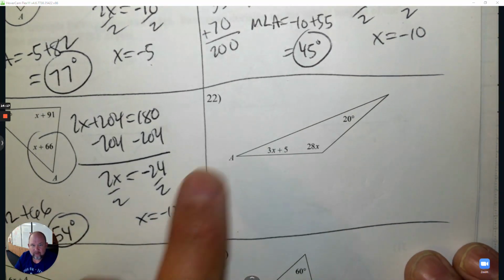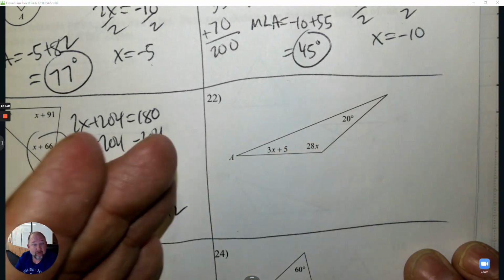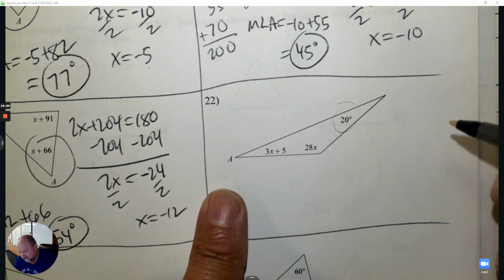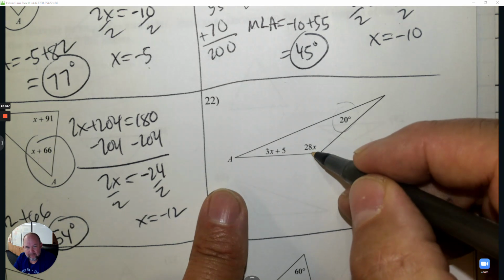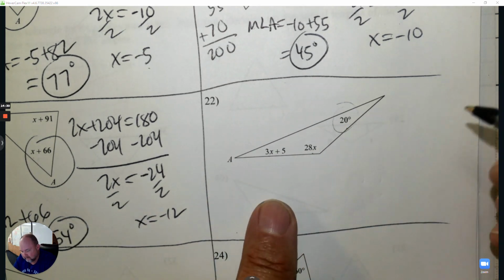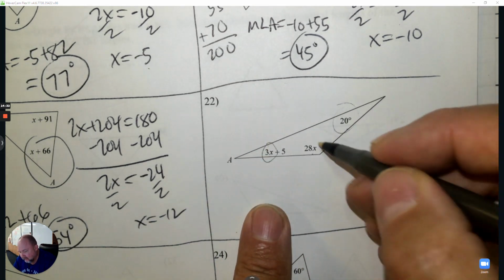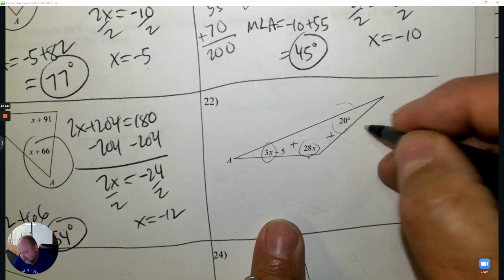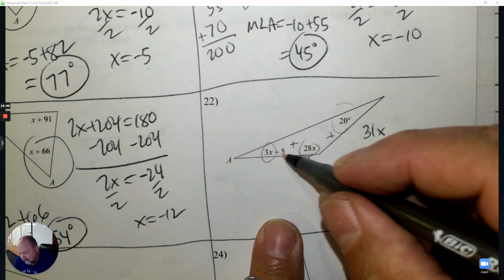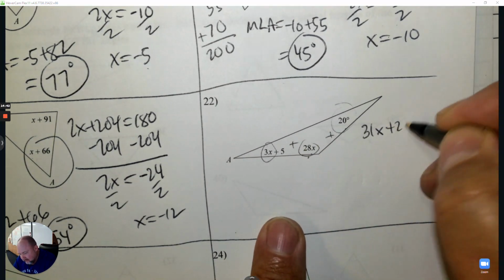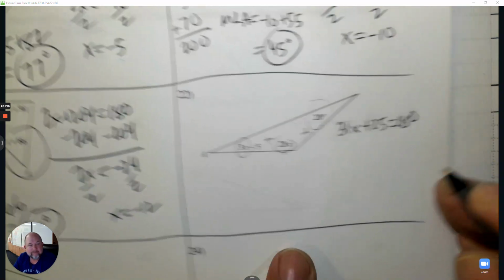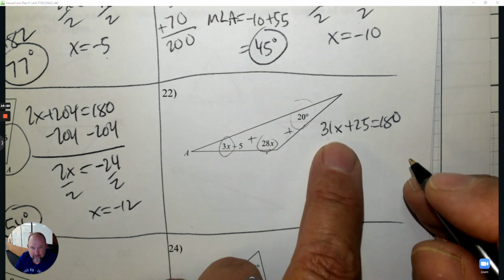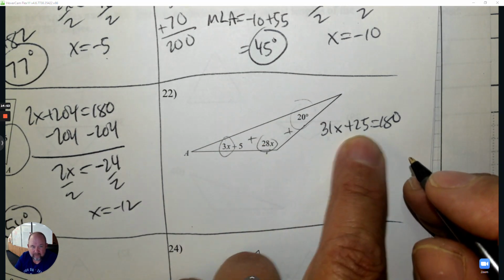22. So I want to add this all up. So I got to make sure I add up what I'm supposed to add up. So this angle here is 20. And then I'm going to add these up together too. So 20 plus 5, I need that number, in like terms. So I'm going to add these all up. So 28 plus 3 is 31x, and then 5 plus 20 is 25, and that's going to equal 180.